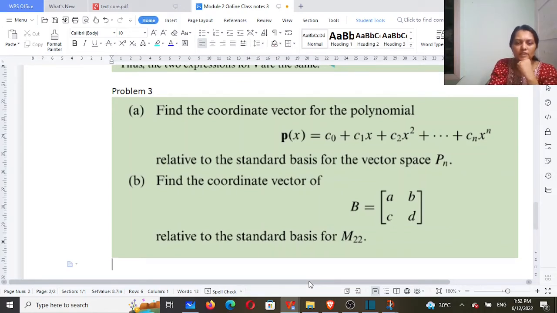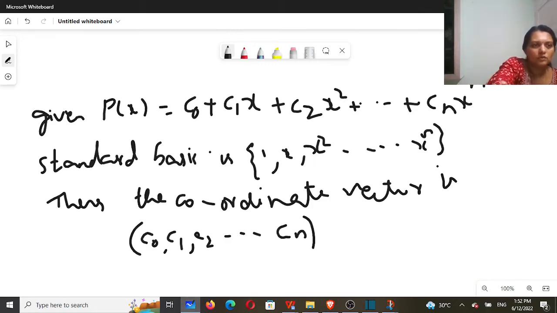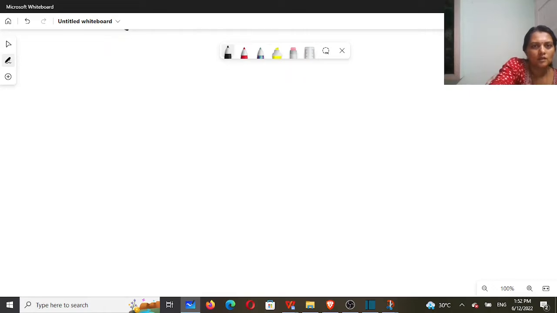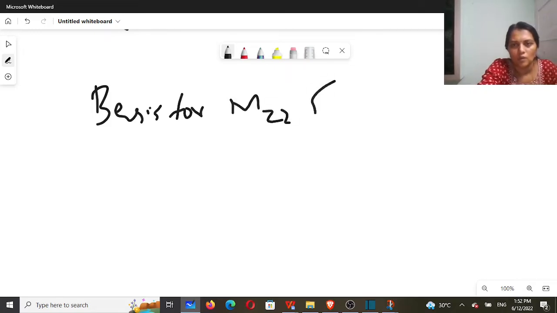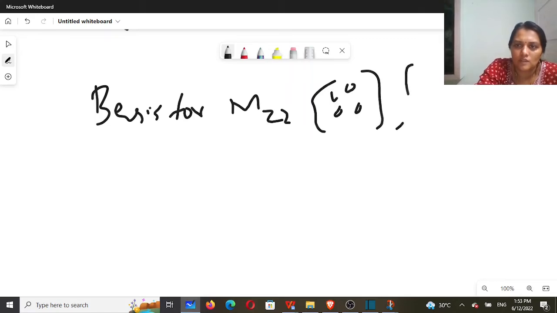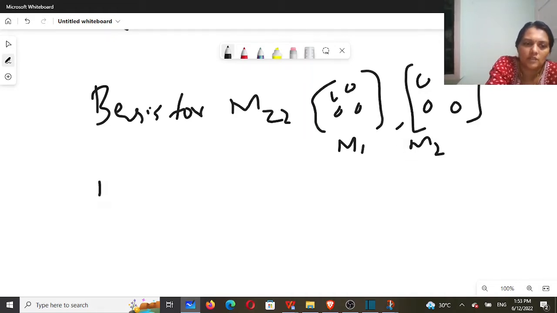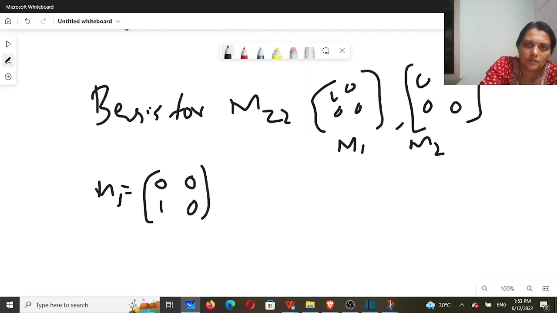Next problem is find the coordinate vector of B equal to the matrix [A B; C D] relative to the standard basis for M22. We have already shown that the basis for M22 is M1 equal to [1 0; 0 0], M2 equal to [0 1; 0 0], M3 equal to [0 0; 1 0], and M4 equal to [0 0; 0 1].